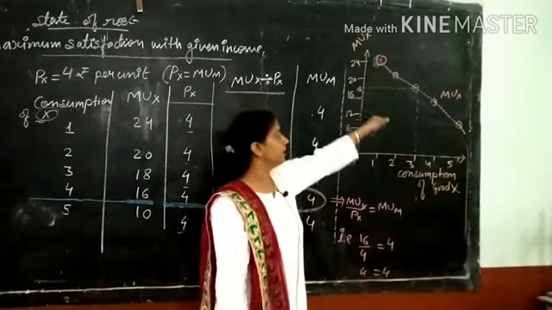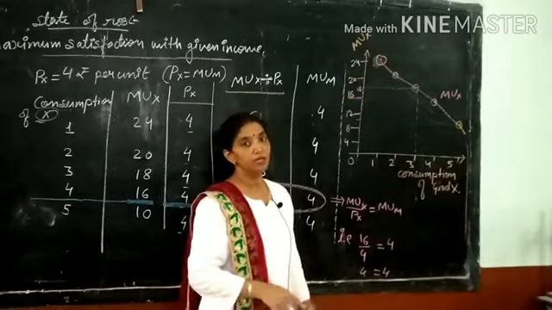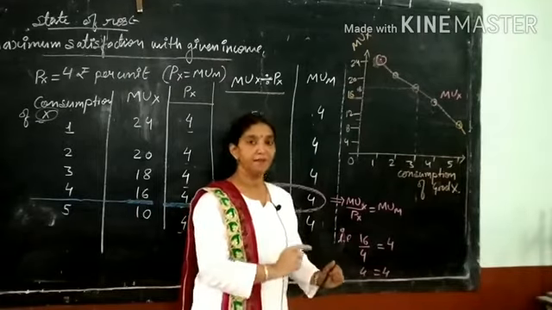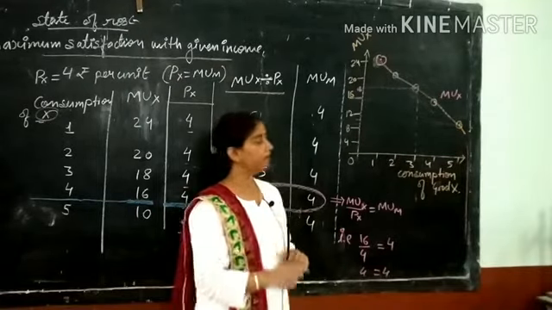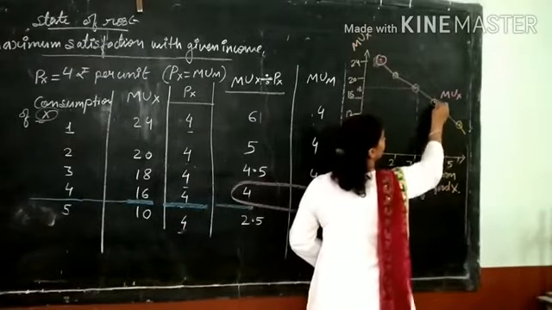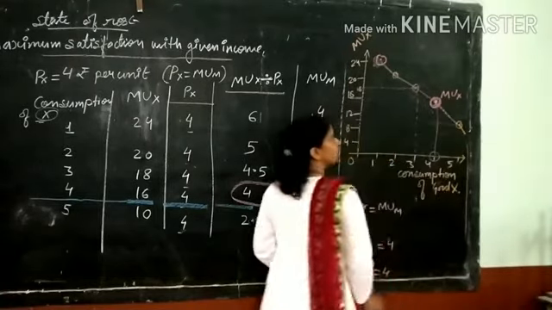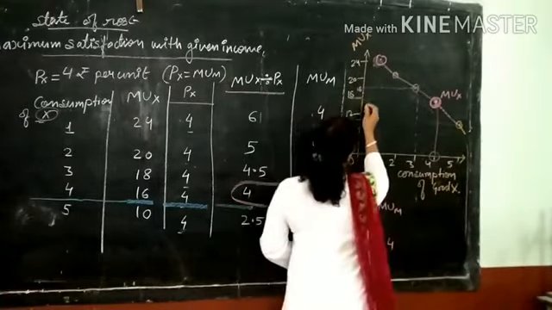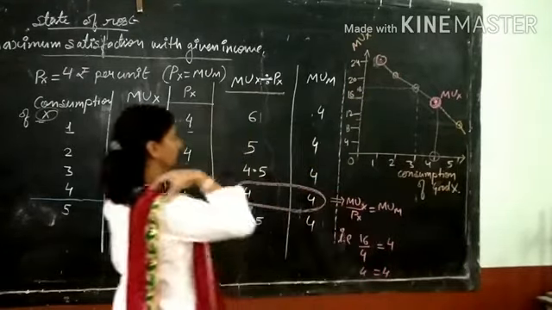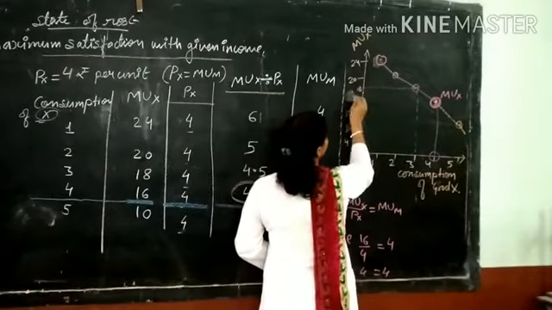Okay. So here at what level is he getting maximum satisfaction? I told you the satisfaction will be at that point where MUX upon PX will be equal to MUM. And it is the 4th level of consumption. When the consumer is consuming 4 units, at that point he is getting the maximum satisfaction.